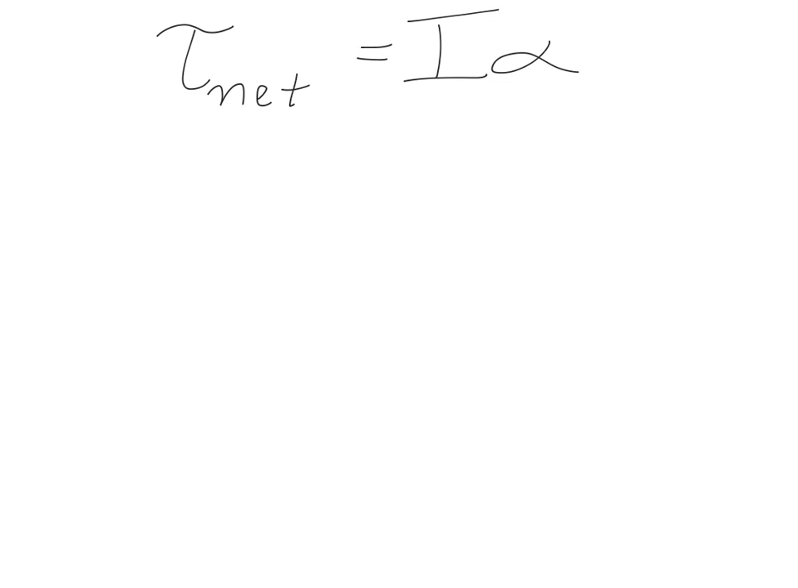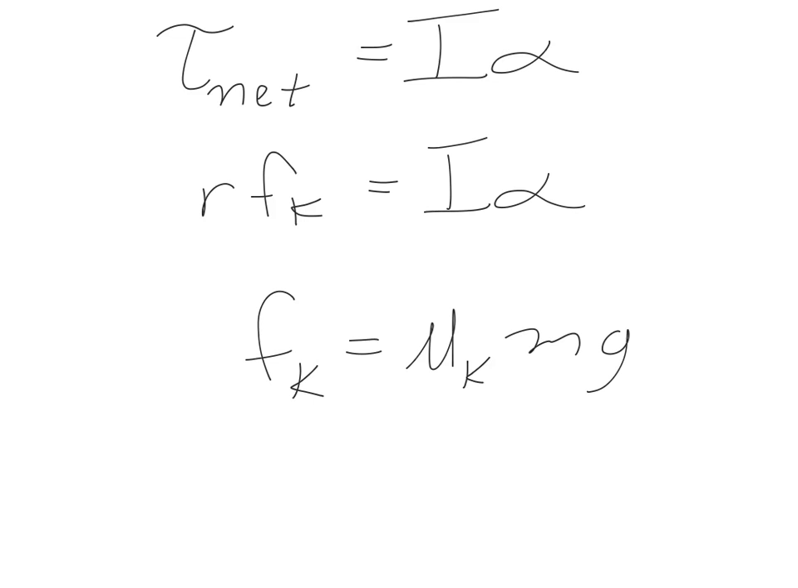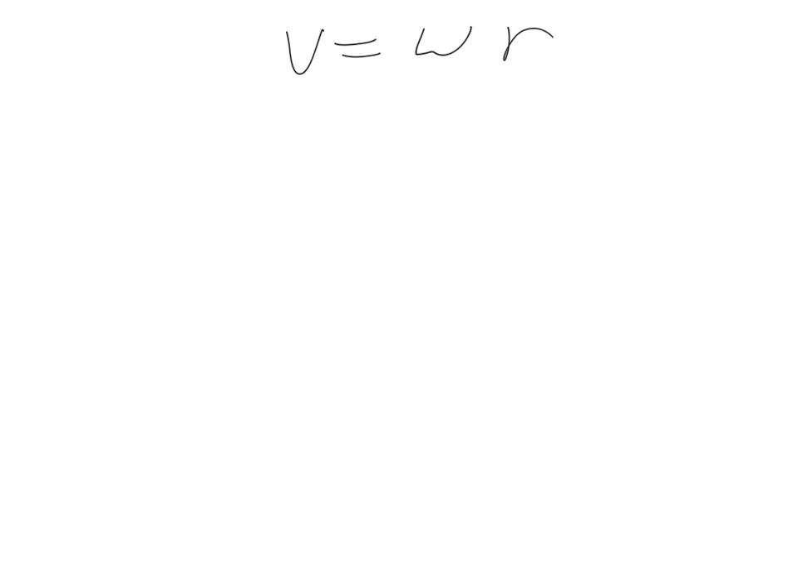So starting with torque net equals I alpha, the only torque on the bowling ball comes from the friction force, so it's radius times force times sine of 90 degrees. Once again, friction force is mu k times the normal force, or in this case mu k mg, which is the normal force of the bowling ball on a horizontal surface. So what you should do is solve all those equations for alpha and plug that alpha in omega equals omega naught plus alpha t.